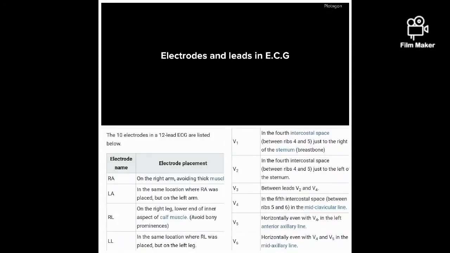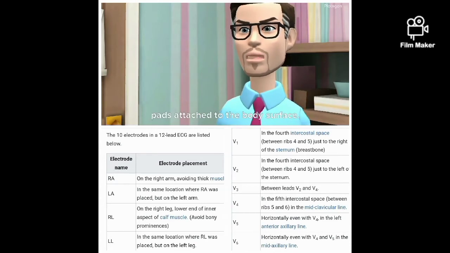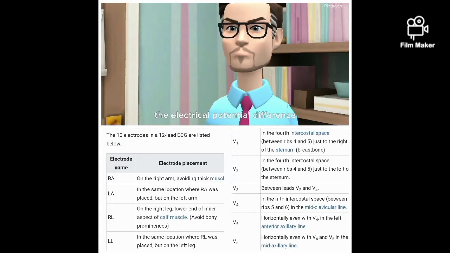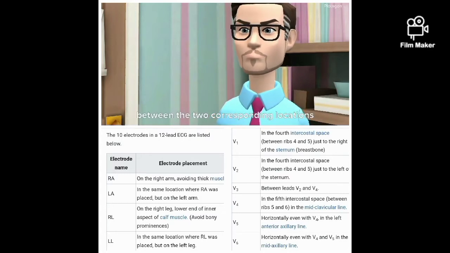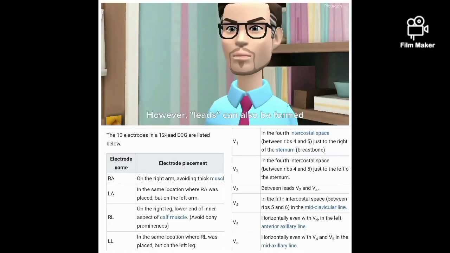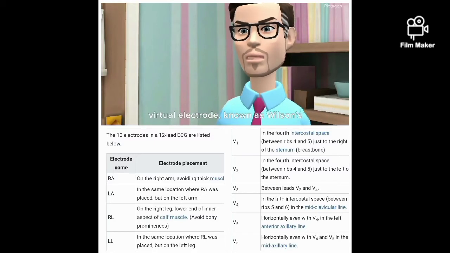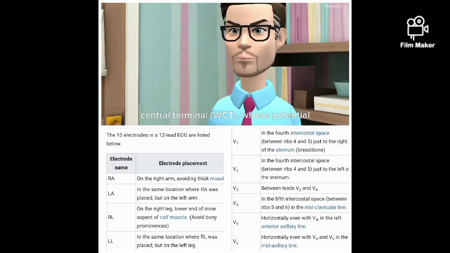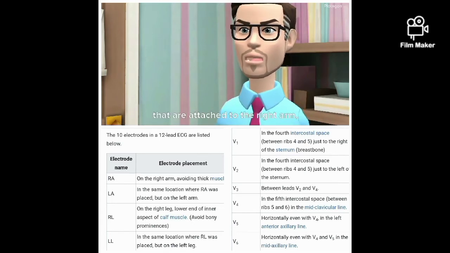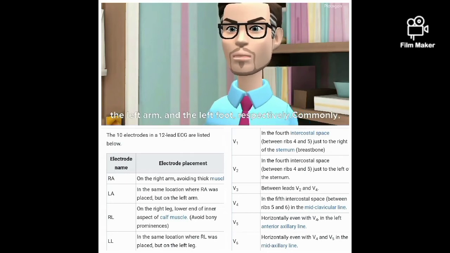Electrodes and leads in ECG. Electrodes are the actual conductive pads attached to the body surface. Any pair of electrodes can measure the electrical potential difference between the two corresponding locations of attachment. Such a pair forms a lead. However, leads can also be formed between a physical electrode and a virtual electrode, known as Wilson's central terminal, WCT, whose potential is defined as the average potential measured by three limb electrodes that are attached to the right arm, the left arm, and the left foot, respectively.